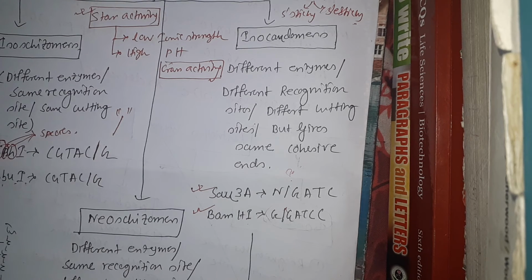In our next video we are going to talk about the frequency of restriction sites. That means in a certain chromosome, what is the probability that a restriction site will be present?